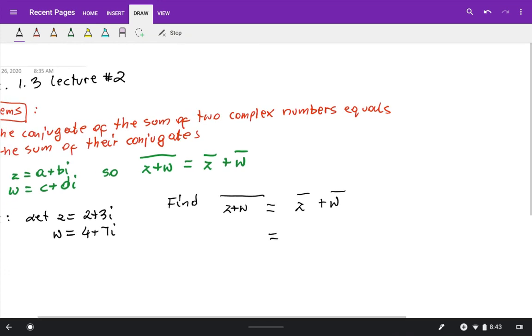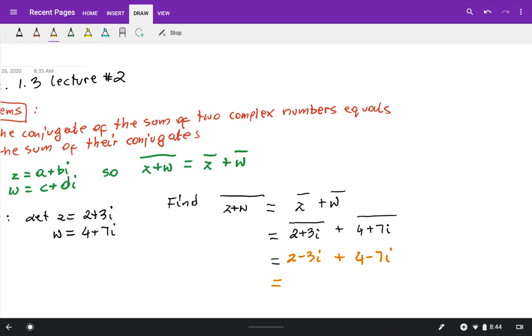So z is 2 plus 3i, and we're going to take the conjugate. We mentioned that a dash on top of it means that you have to take a conjugate. Plus w is the same as 4 plus 7i, and you need to take the conjugate of that. So the conjugate of 2 plus 3i is 2 minus 3i, plus the conjugate of 4 plus 7i is 4 minus 7i.